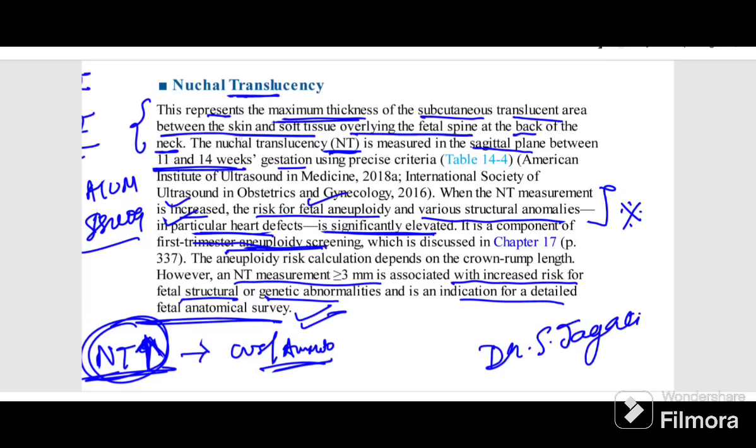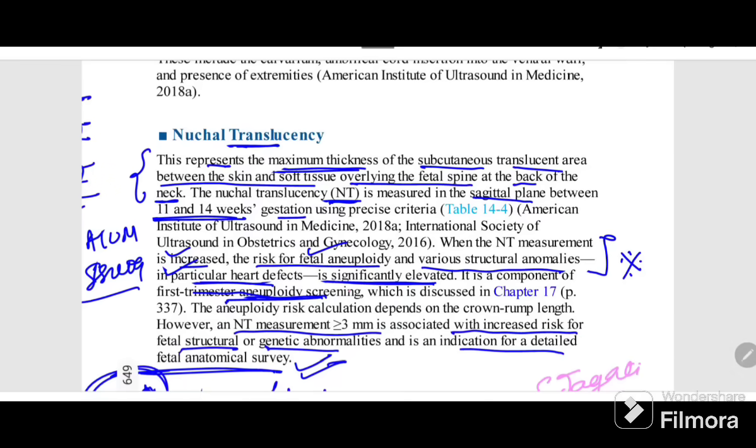Let's try to understand. This is a direct screenshot from Williams 26th edition, in which they have told that nuchal translucency represents the maximum thickness of the subcutaneous translucent area between the skin and the soft tissues overlying the fetal spine at the back of the neck. The NT is measured in the sagittal plane between 11 and 14 weeks of gestation. So we also say it as 11 to 13 plus 6 weeks, using some precise criteria. This is given by the AIUM as well as the ISUOG.